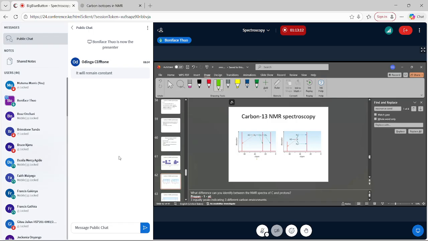So that is basically how a carbon-13 NMR spectrum looks. You can get the chemical shift from them. You can get the possible ratios of the carbons in each environment.